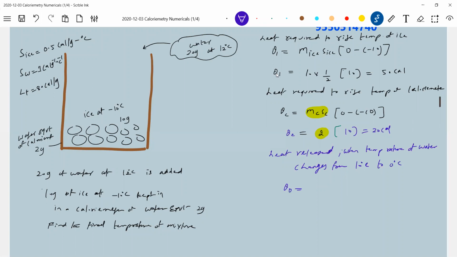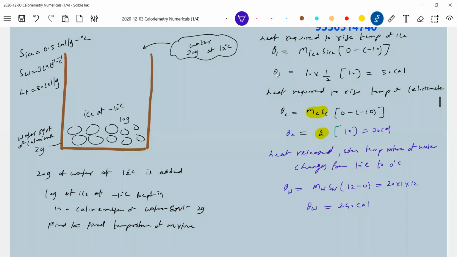I'll call this Q naught or QW. So what is QW? Mass of water, specific heat of water, 10 minus 0. Mass of water, 20. 12, no, this is 12 minus 0. So 20 into 1 into 12. 240 calories is available. Tell me what will happen here.